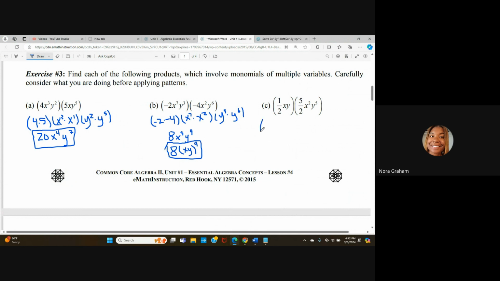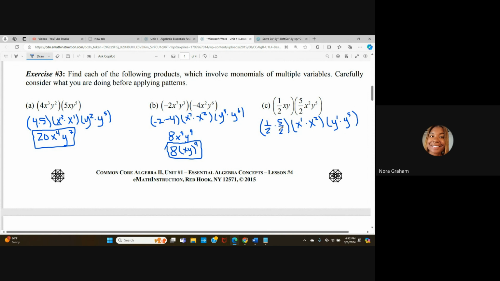Let's do this one. So I have 1/2 times 5/2. And then my x's, I have x. Remember, this is a solo x, so there's always going to be that 1 up top, and then x squared. And then y, there's always going to be that 1 up top, and then y to the 5th. Let's go ahead and keep on simplifying down.